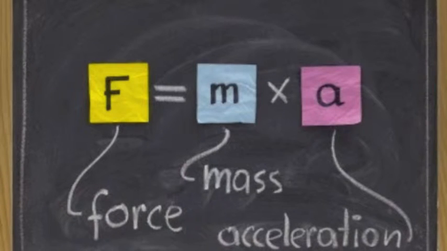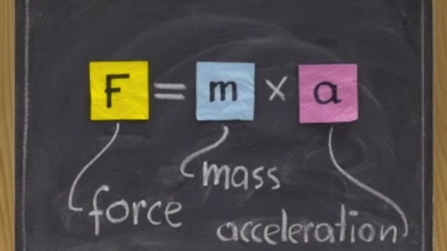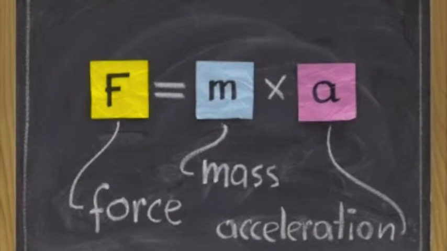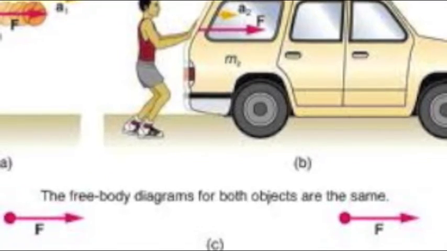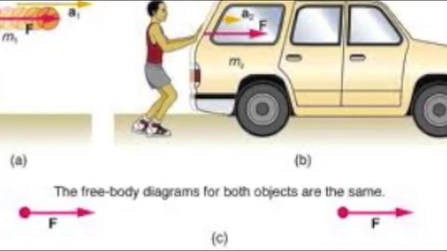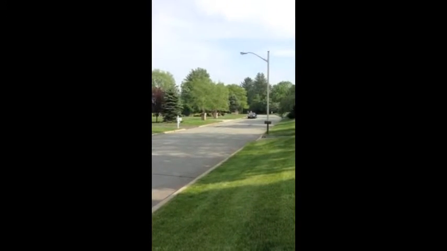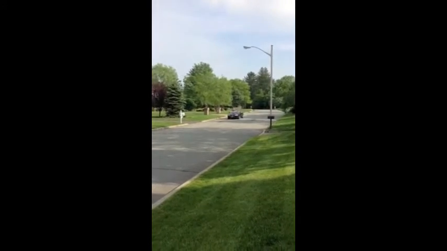For Newton's second law of motion, we are going to be in a car. When driving a car, the acceleration of the car is dependent on the force exerted by the tires and also the mass of the car. The mass and the acceleration of the car is equal to the force that is exerted on the car. As you can see, the car is accelerating.